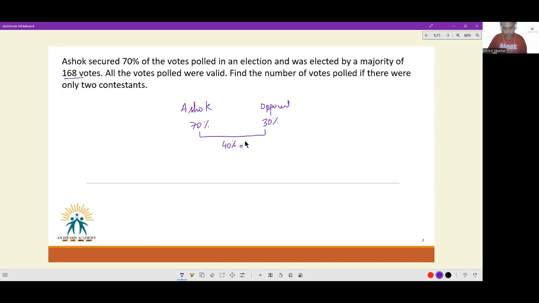So 40% of total votes is equal to 168, or total votes will be equal to 168 into 100 by 40. Cancel, that gets us to 42. Or the total votes polled will be 420.